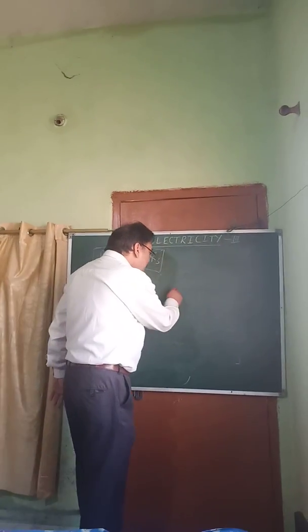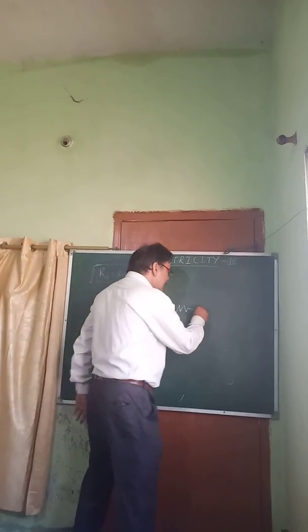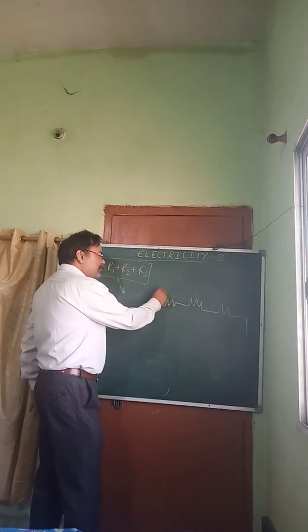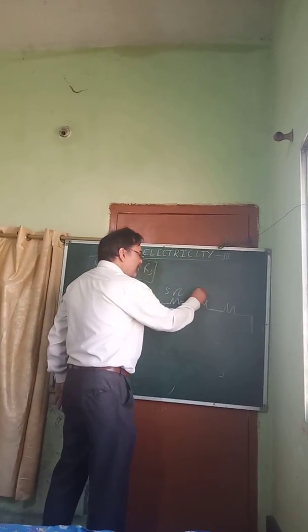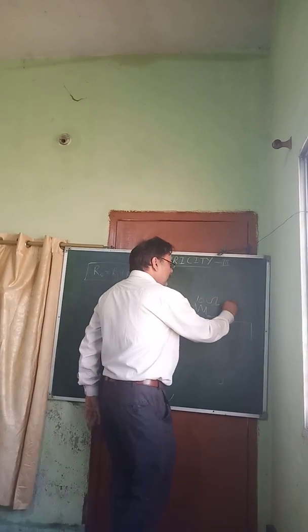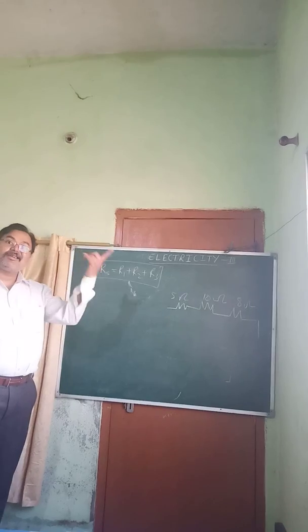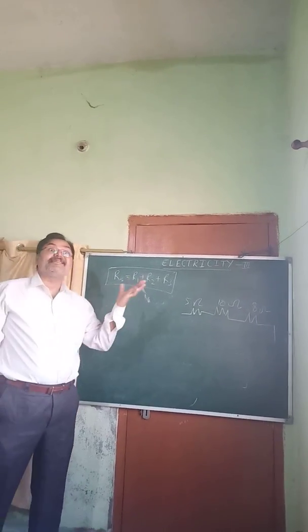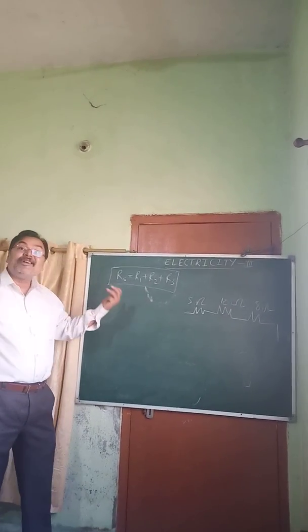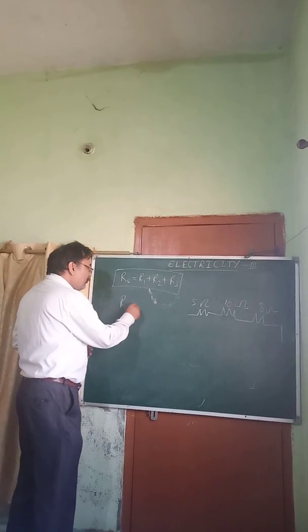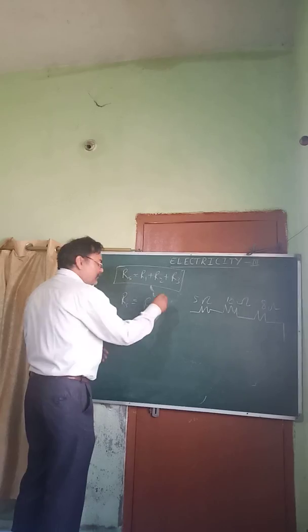That means if in a circuit 3 resistors are connected, suppose this is of 5 ohm, this is of 10 ohm, and this is of 8 ohm, and suppose you want to replace them with a single resistor, what should be its resistance, or what should be its equivalent resistance? Sometimes we write this RS as R equivalent.